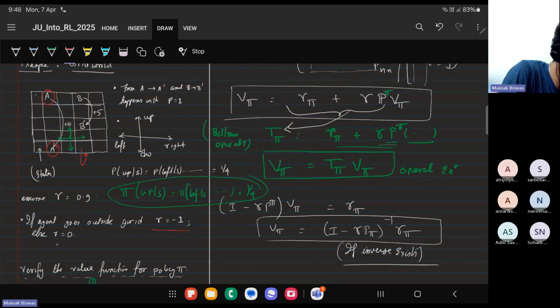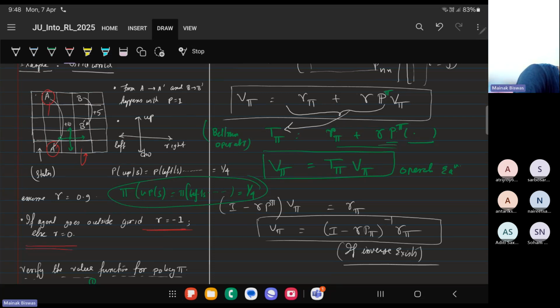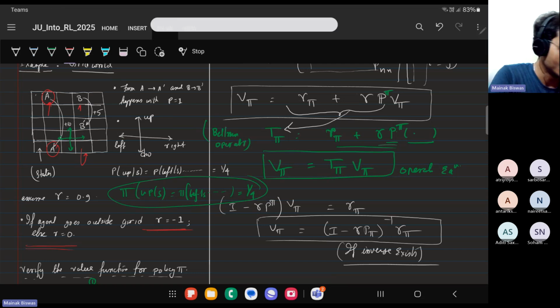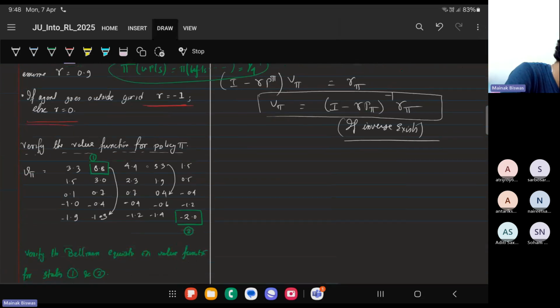Is this clear to everyone? If you go out of the grid it is -1, else any action you choose, you get a reward of 0. Any question? Once you get to this state, you jump to A prime. Once you get to B, you jump to B prime. So now your homework would be this. Please try to find for state B, what is the V pi of B and V pi of this.